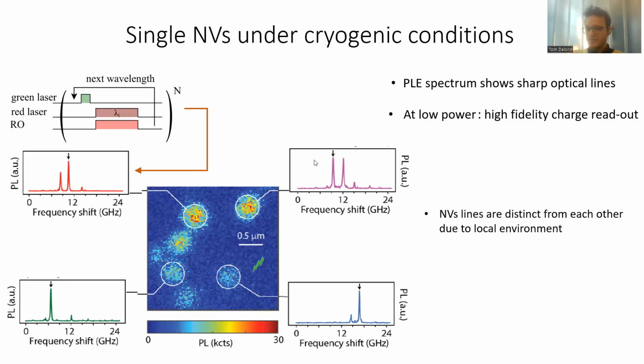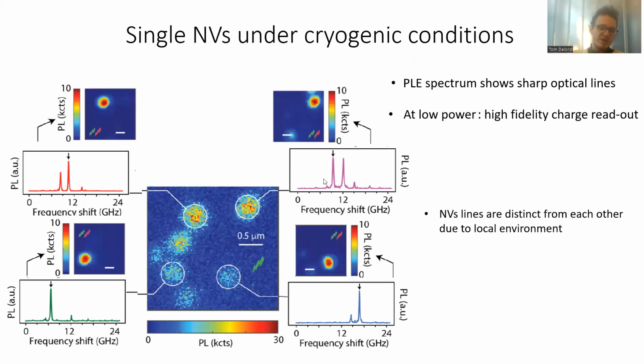And so we can use this because it allows us to selectively control one of those NVs. For example, if we park a laser on one of those lines, only one of those 4 NVs will emit photoluminescence. For example, we can use that to reconstruct confocal images, where, as you can see, only one NV is mostly visible.